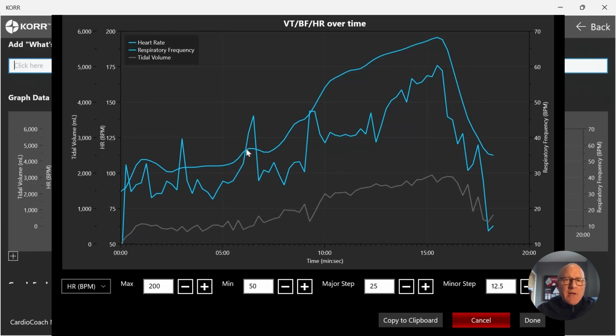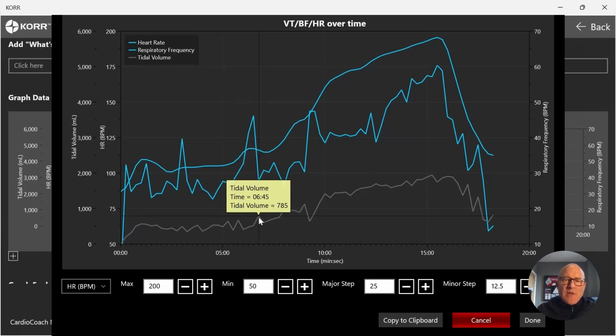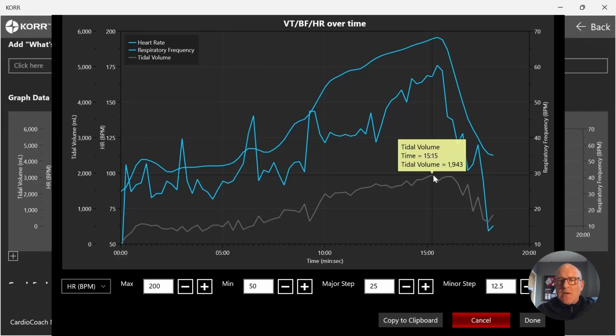So sitting here is, for example, respiratory frequencies. At this point, they're breathing 27.1 breaths per minute, and at the end of the test, they're breathing 60 breaths a minute. And then if you're looking at their tidal volumes, for example, they're breathing 785 mils here and going up to 1.9 liters here. And you'll start to pick up patterns that are very different. This person increases their frequencies and their volumes at the same time. It's just their strategy, right?